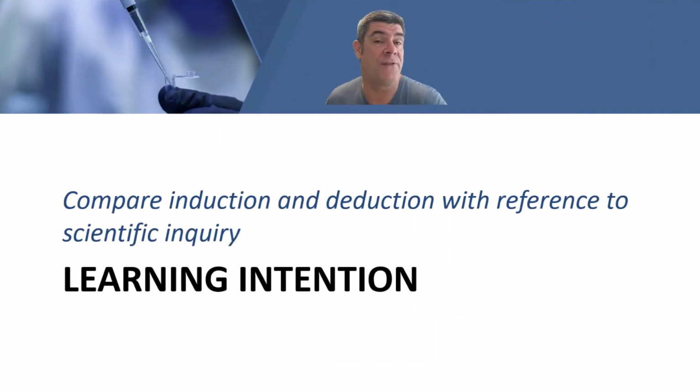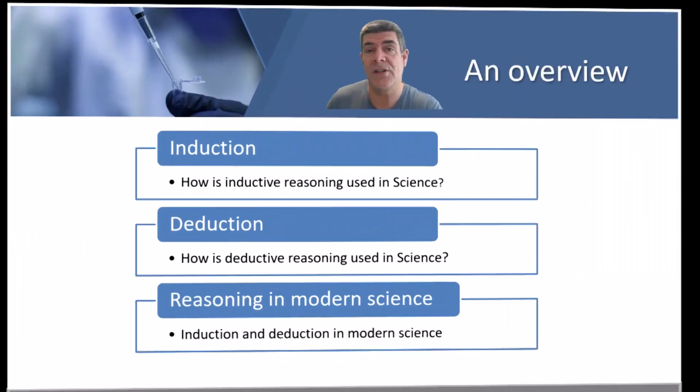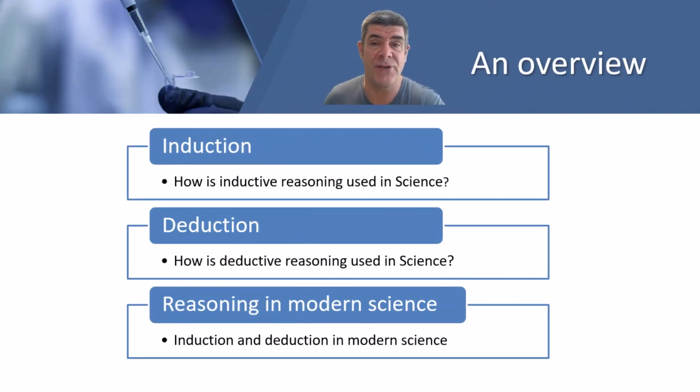Our learning intention for this video is for you to be able to compare induction and deduction with reference to scientific inquiry. To do this, we're going to split this video up into three kind of sections. A section where we look at induction and how inductive reasoning is used in science and potentially some of its limitations. Deduction and how deductive reasoning is used in science and again, perhaps some of its limitations. And then general reasoning in modern science and why these two methods of reasoning are both very, very important in modern science.